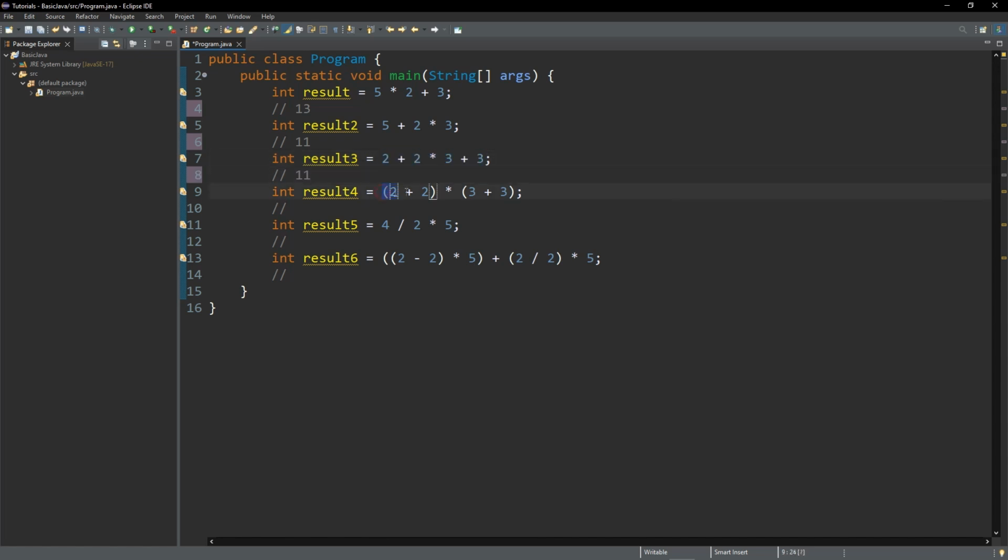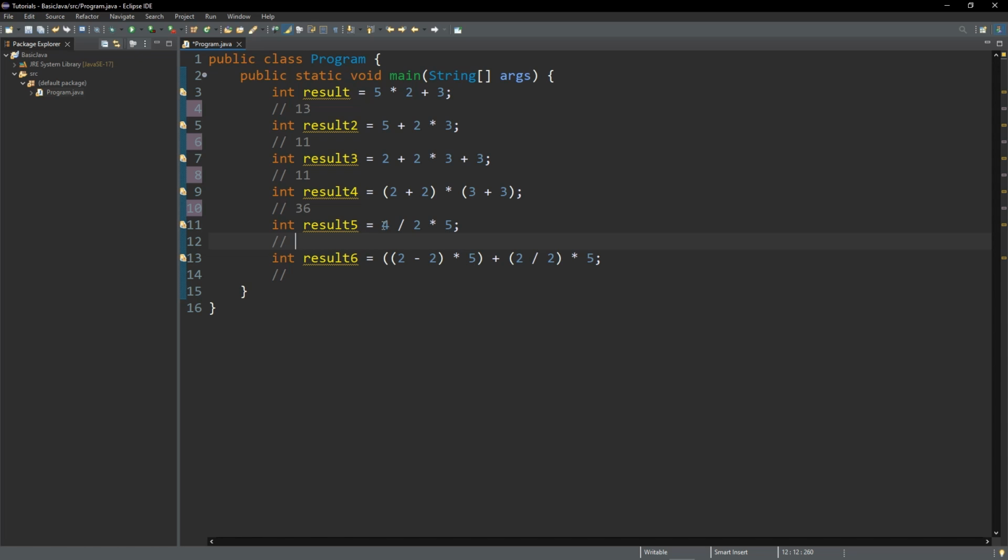This one is different. We use parentheses. So PEMDAS, P is at the front, parentheses is at the front, so we do those first. 2 plus 2 is 4. 3 plus 3 is 6. So 4 times 6 is 24.